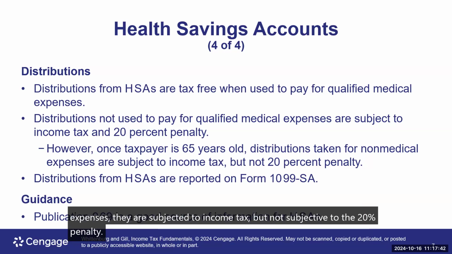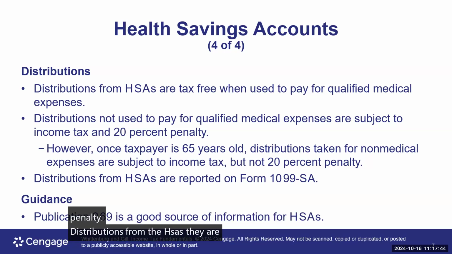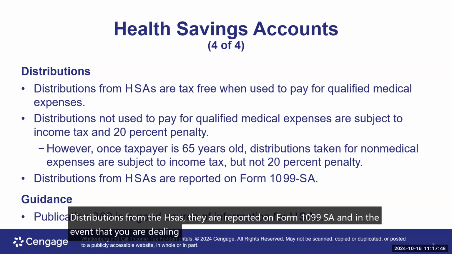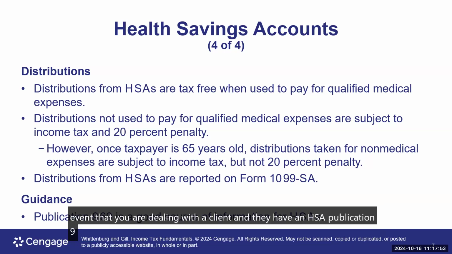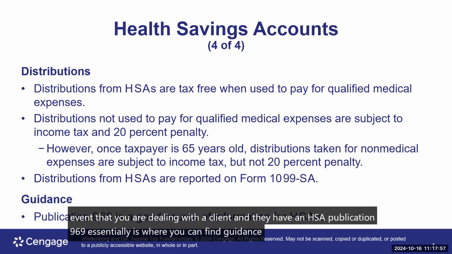Distributions from HSAs are reported on Form 1099-SA. And in the event that you are dealing with a client who has an HSA, Publication 969 is essentially where you can find guidance on how the HSA needs to be handled.